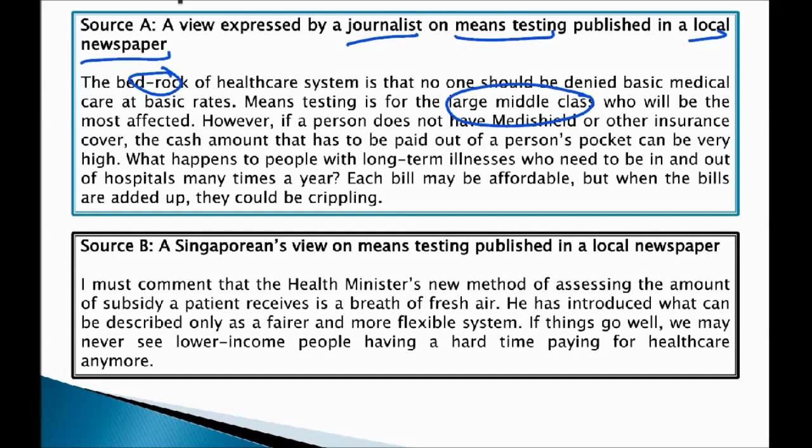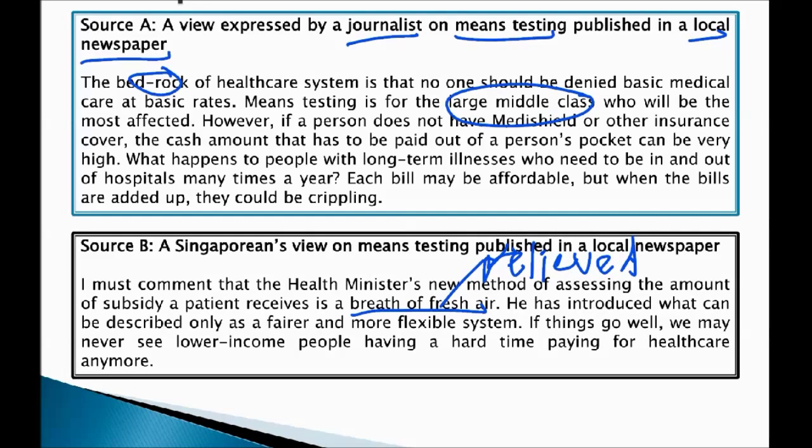Next, source B. A Singaporean's view on means testing, published in a local newspaper. I must comment that the Health Minister's new method of assessing the amount of subsidy a patient receives is a breath of fresh air. Now, you must understand the meaning of a breath of fresh air. It's like when you go outside of your room, you take a deep breath, you get the fresh air, you are relieved. So these people are relieved.